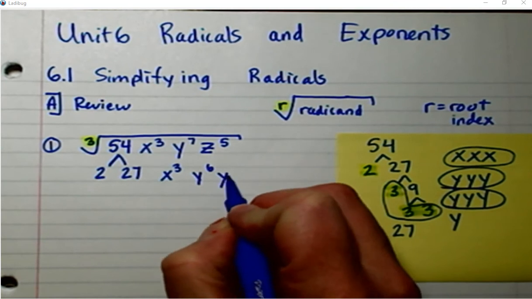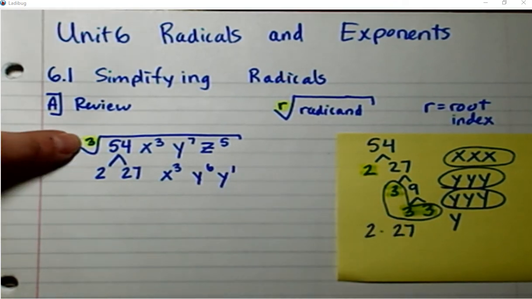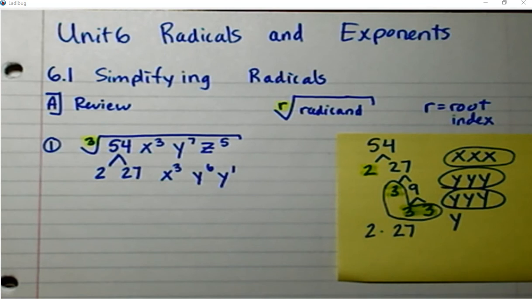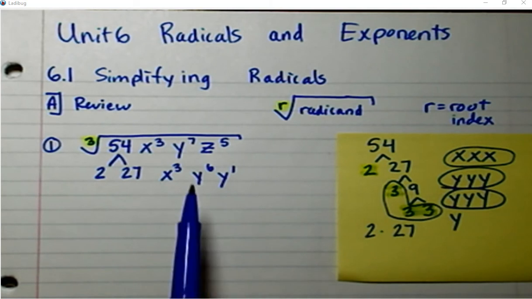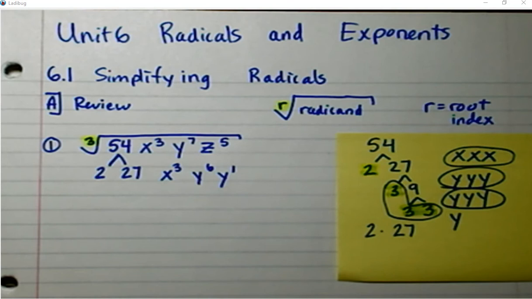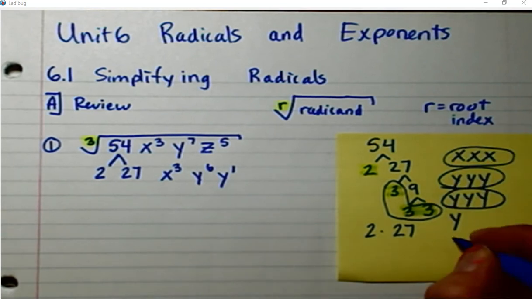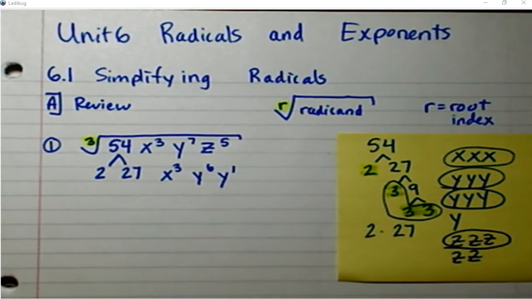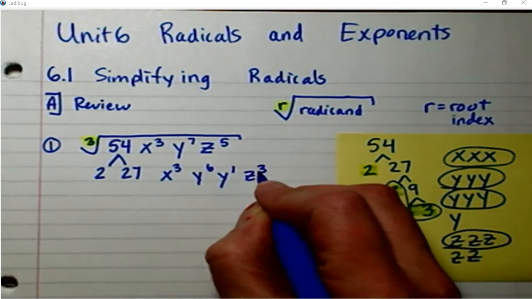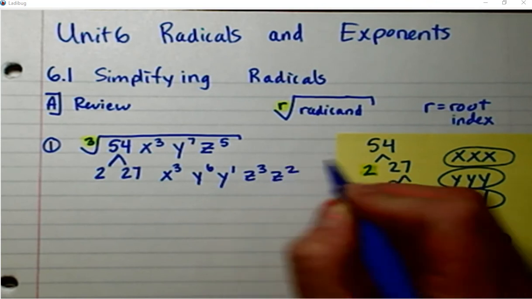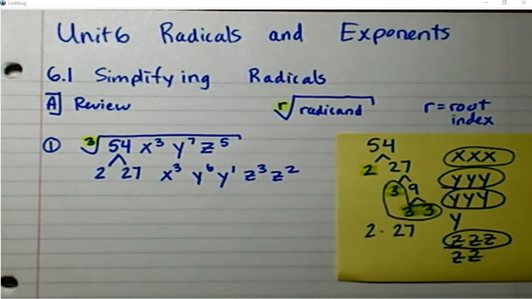Why might I choose y to the 6th? Because it divides by 3, right? You're trying to find groups of 3. So if you have 7 y's, how many groups of 3 do you get? 2 groups of 3 with 1 left over. Okay, and z to the 5th. Z, z, z, z, z. Okay, so that's z cubed, z squared. I was trying to break up my exponent into groups of 3 because it's a cube root.